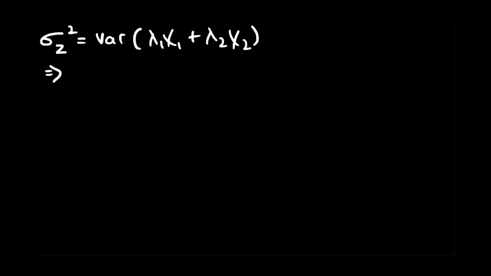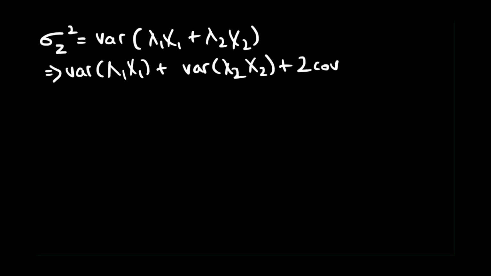Okay, so let's analyze the variance of our generalized estimator. Sigma squared Z is equal to the variance of lambda 1 X1 plus lambda 2 X2, and using variance rule 1, this can be rewritten as the variance of lambda 1 X1 plus the variance of lambda 2 X2 plus 2 times the covariance between lambda 1 X1 and lambda 2 X2. So here we have used variance rule 1.